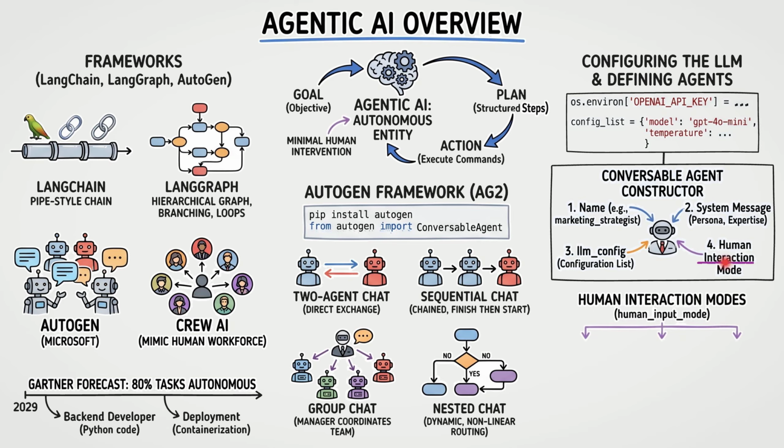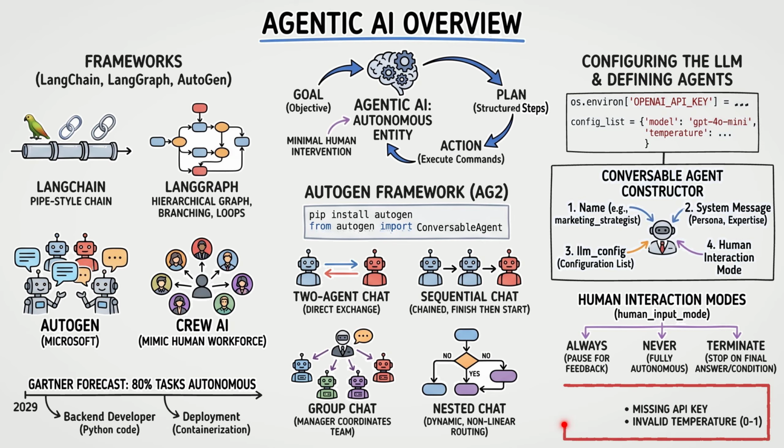This interaction mode is crucial. The always mode forces the agent to pause for your feedback after every turn. Great for debugging. The never mode lets it run fully autonomously. And the terminate mode stops execution once a final answer is reached.